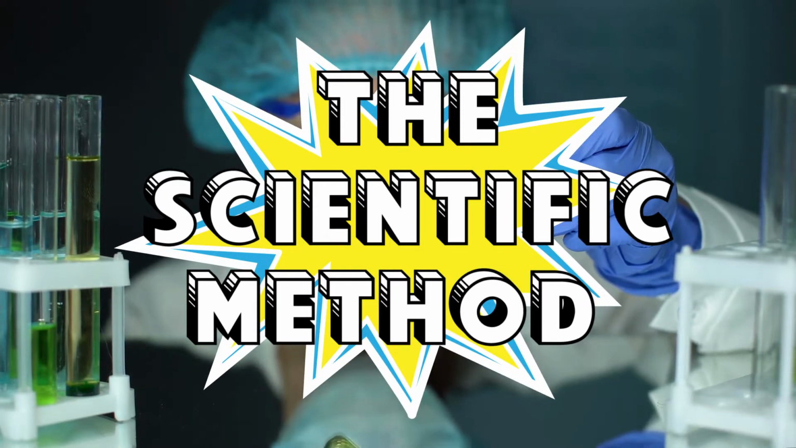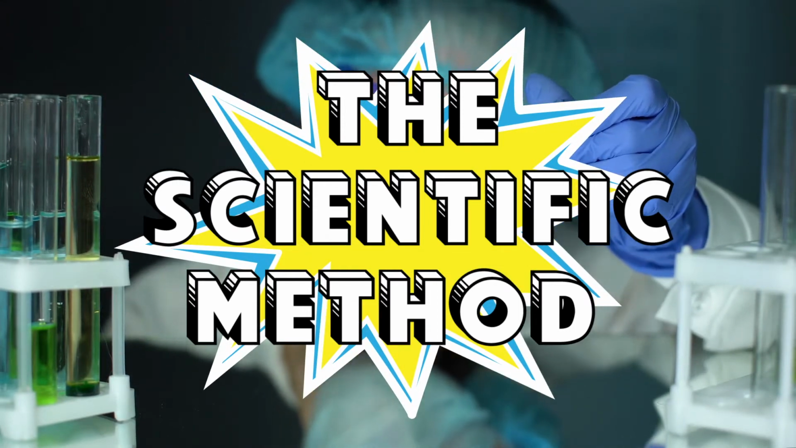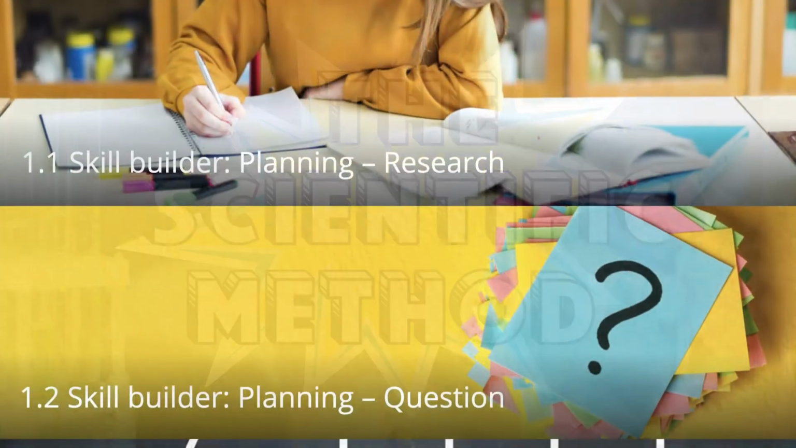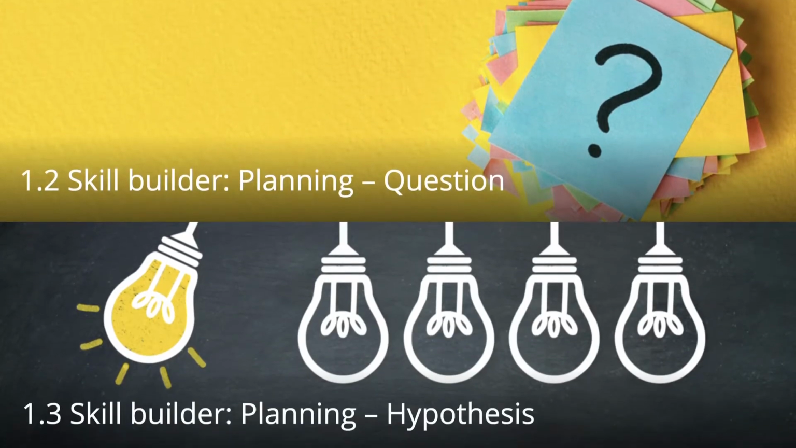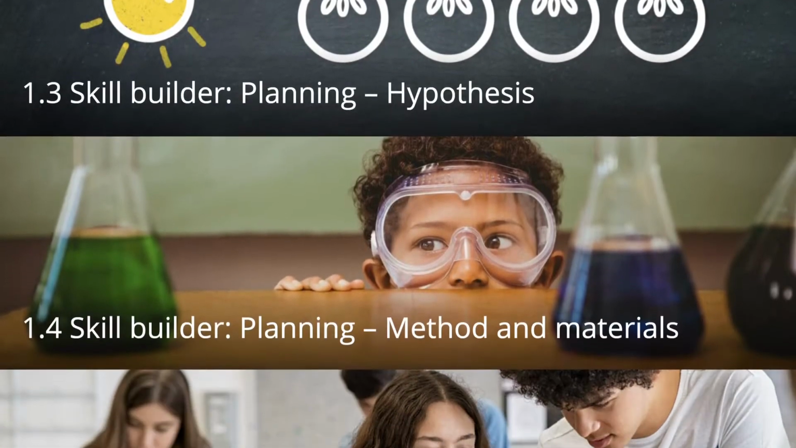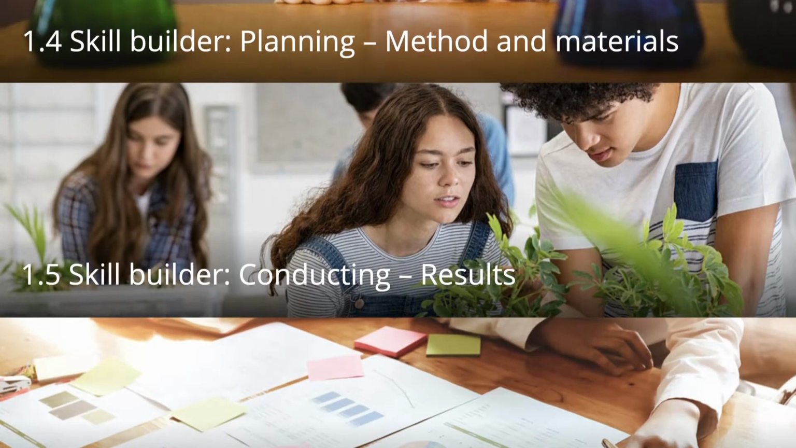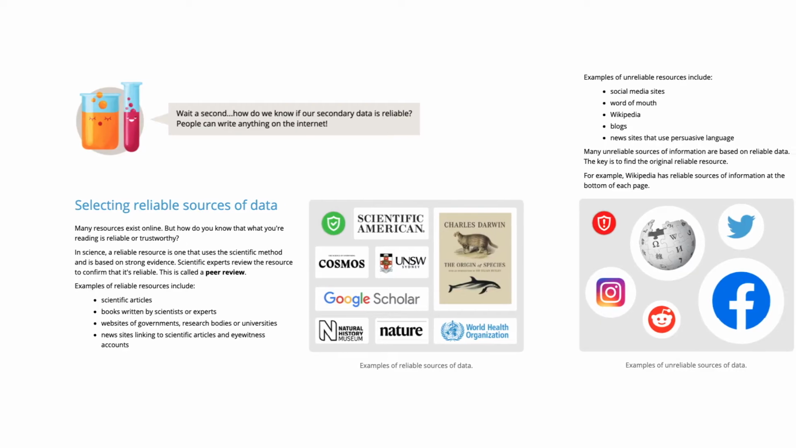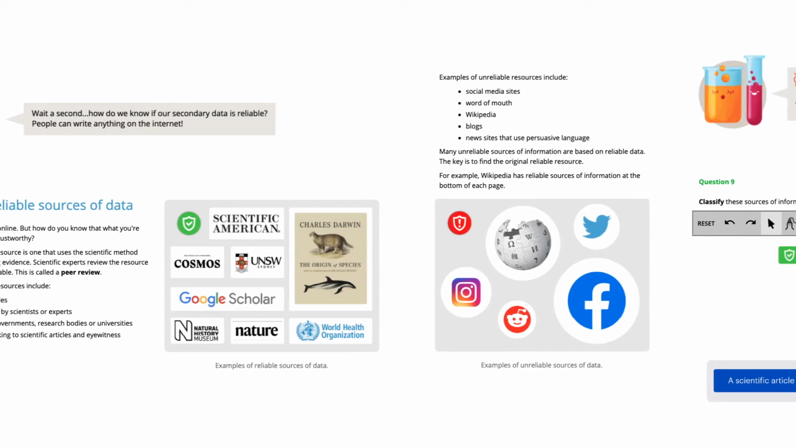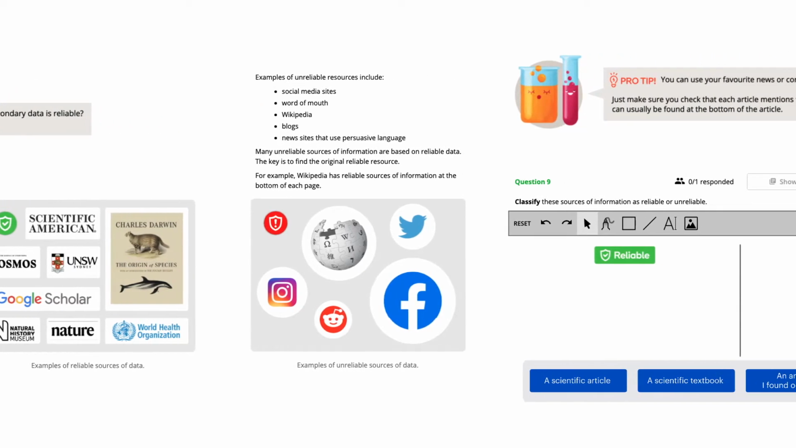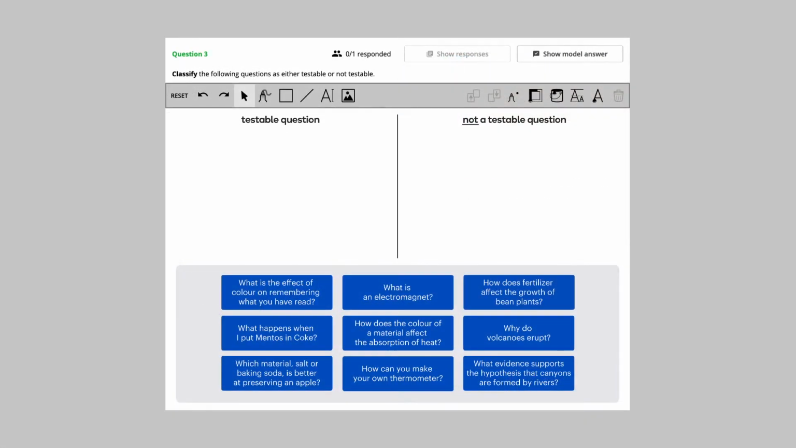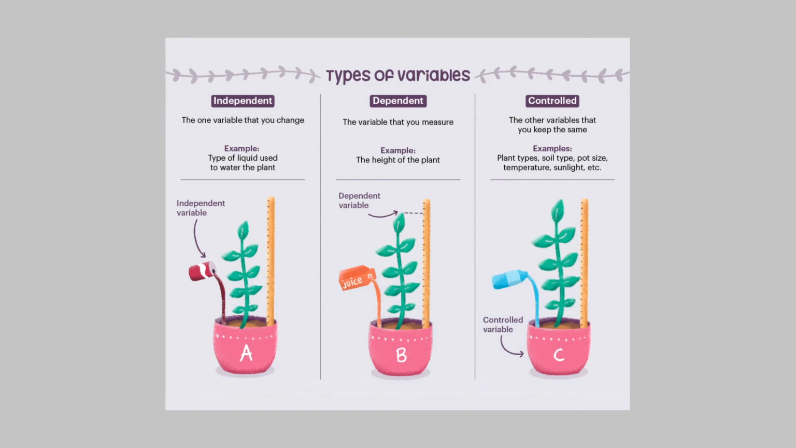But it can be challenging for students to learn the scientific method. For this reason, Stile has made a series of purpose-built skill builders that support any student on their journey through the scientific method. The unit begins building students' confidence in researching reliable sources of information, then focuses on transforming students' curious questions into testable questions by including independent and dependent variables.